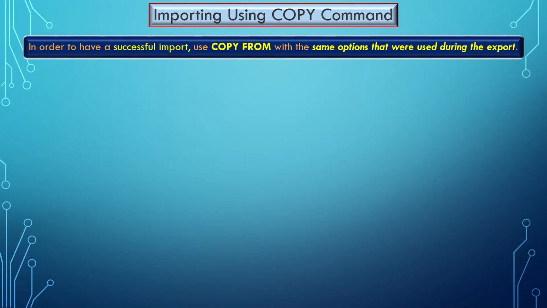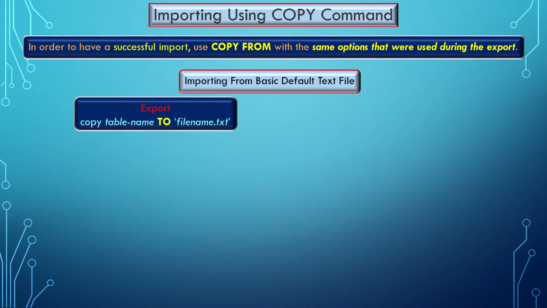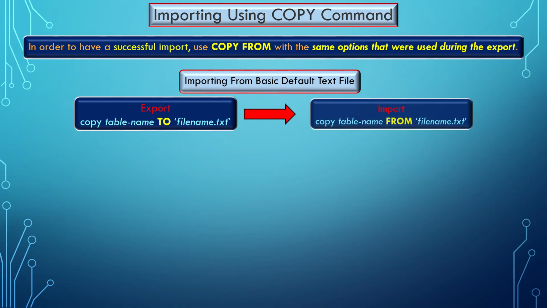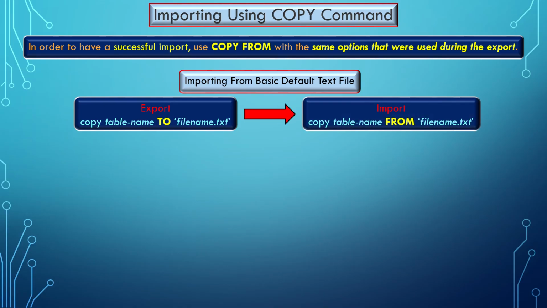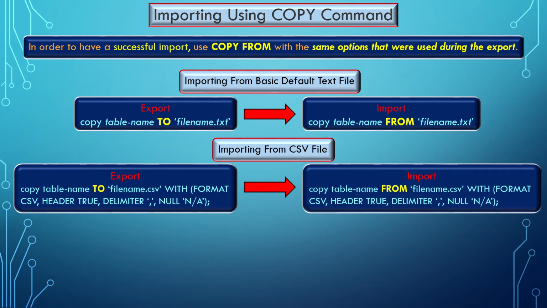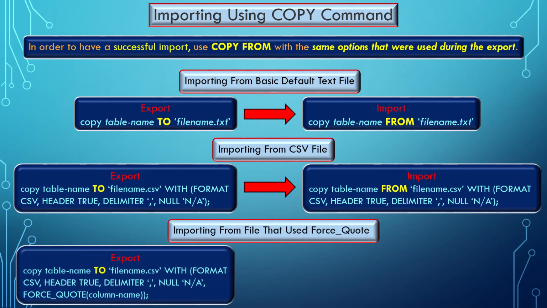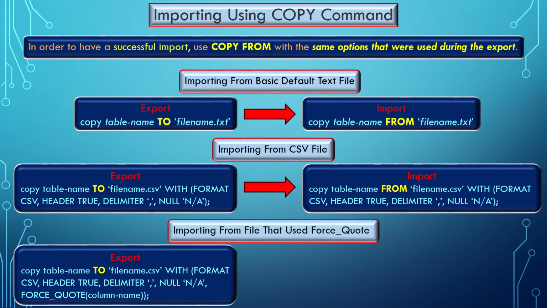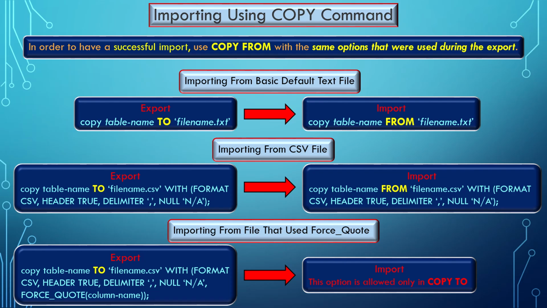In order to have a successful import, use copy from with the same options that were used during the export. For importing from a basic default text file, use the same options that were used during the export, but replace the to with from. Note that from appends data to a table. To import from a CSV file, use the same options that were used during the export, except replace the to with from. Importing from a file that used the force quote option is not allowed with the copy to.